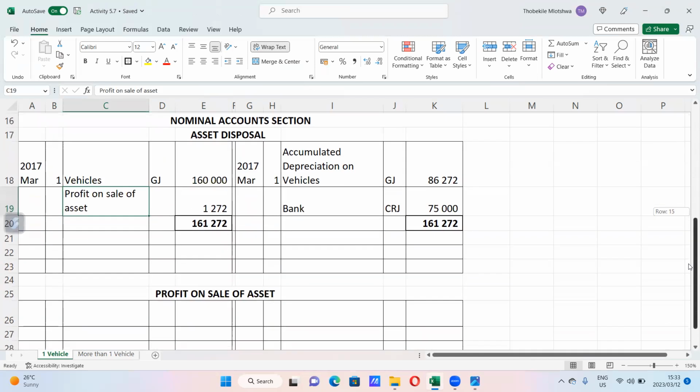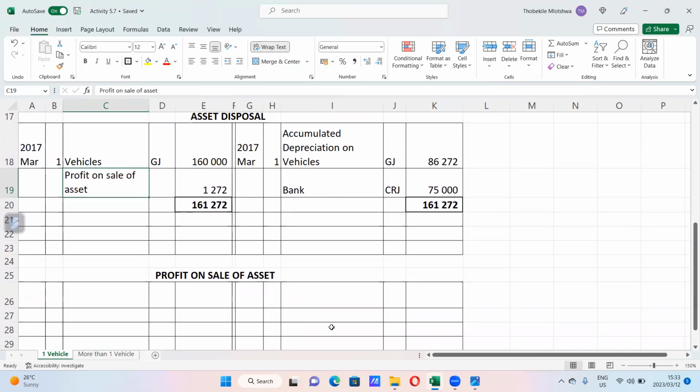So that's 1,272. We are going to take it to this profit on sale of fixed assets. Same day again, because it all happened on this day. There we go. And then we are going to say the contra account, which is asset disposal.